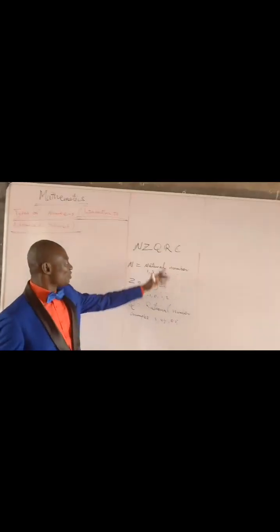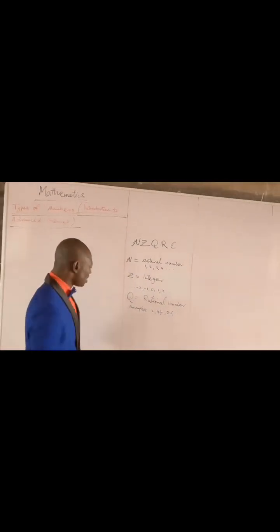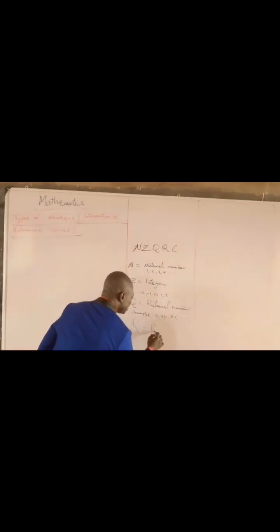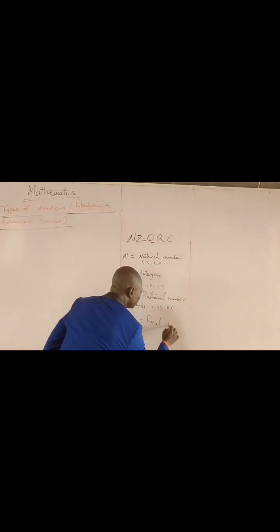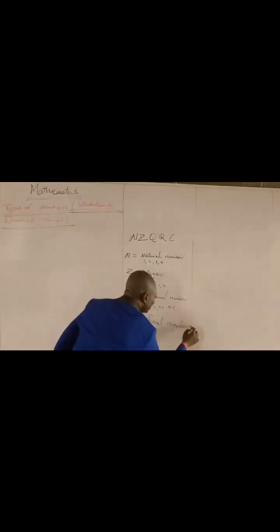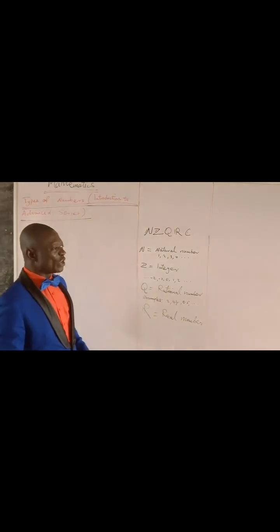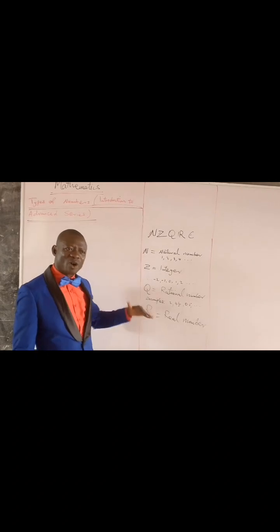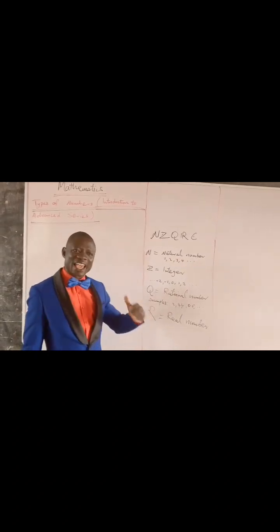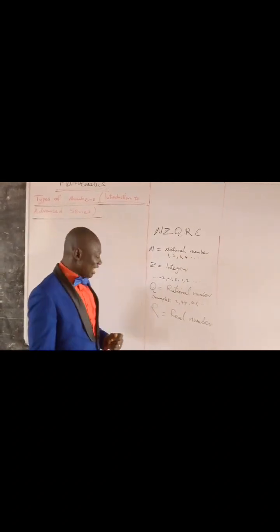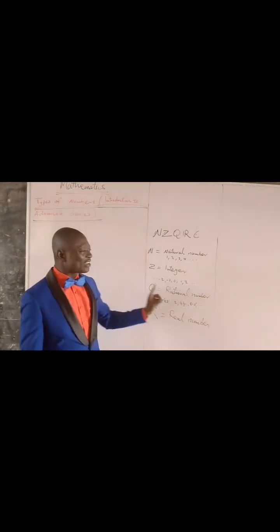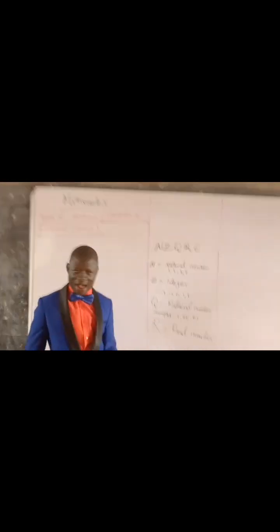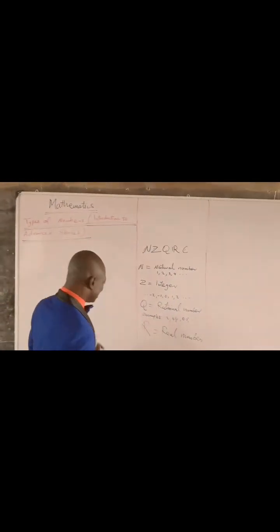Alright, after Q, the next one is real number, R. A real number is a number that can be found on the number line. Do you remember a number line? A number line or a real line. That is why a number line is called a real line. Then, all the numbers you can see on the real line or number line are real numbers. Real because you can see them there.